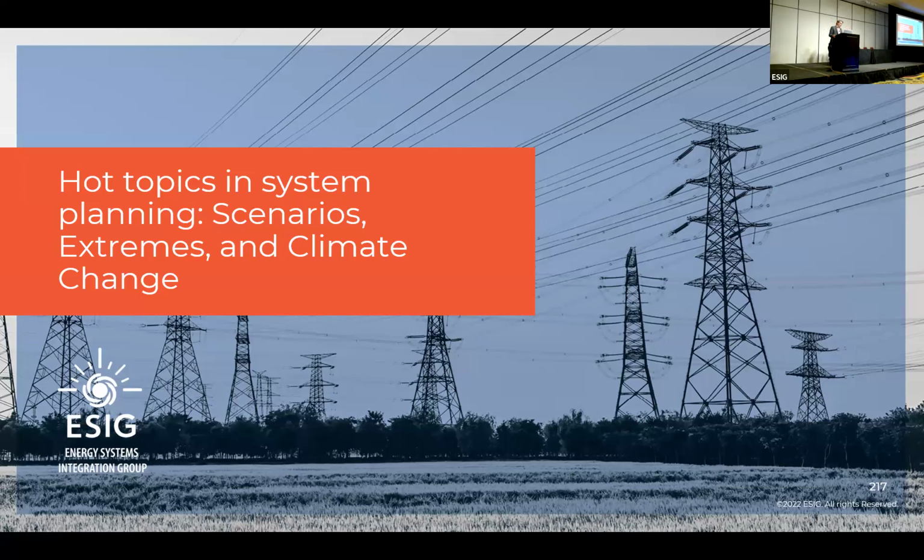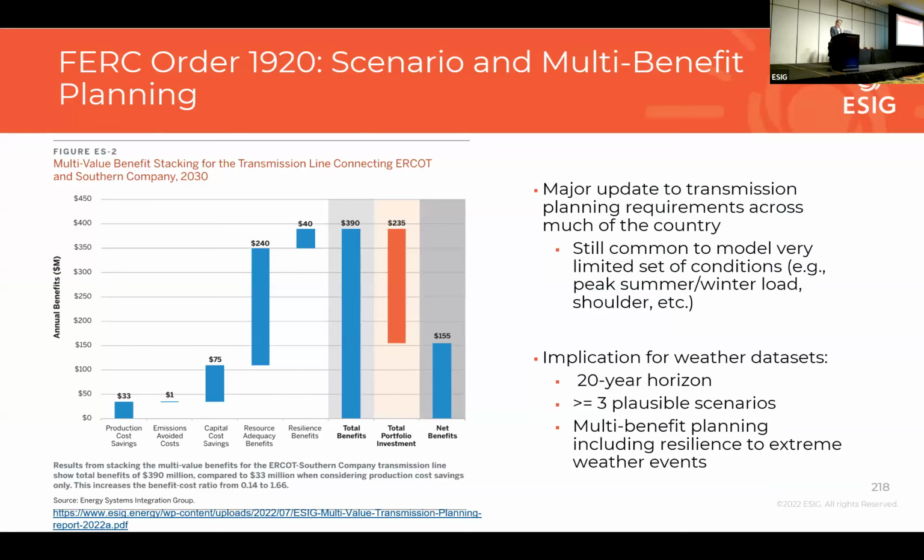So now I want to talk about where things are going. I don't think a lot of it will be new, but hopefully it gives greater credence to working on some of the things that we've heard about today. So it's all about scenario planning, capturing extremes and capturing impacts of climate change. The equivalent in our industry of a Taylor Swift or Beyonce album drop was the FERC Order 1920 that came out a couple of weeks ago.